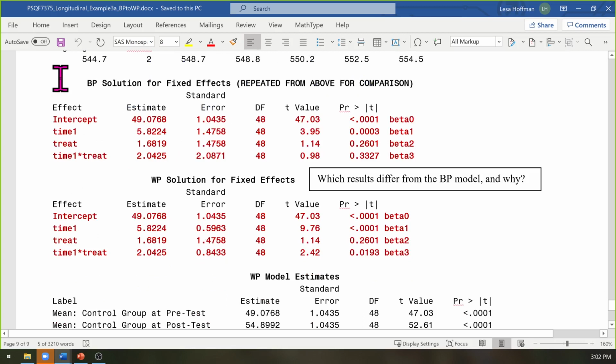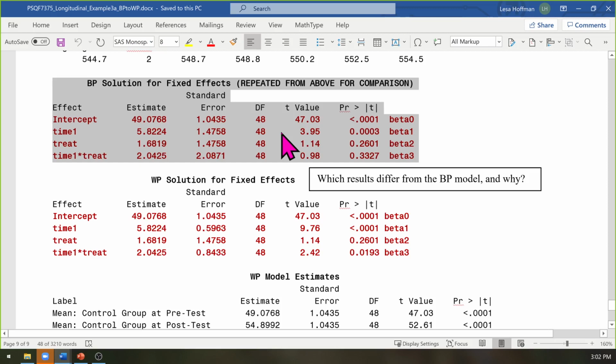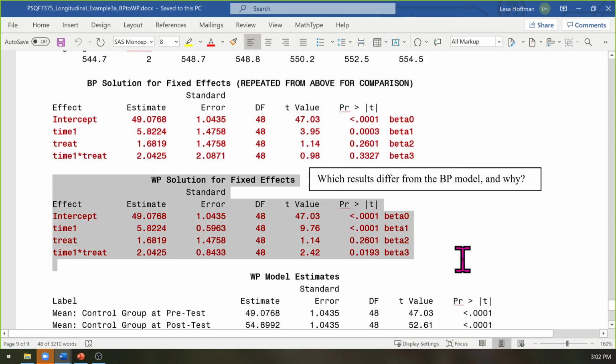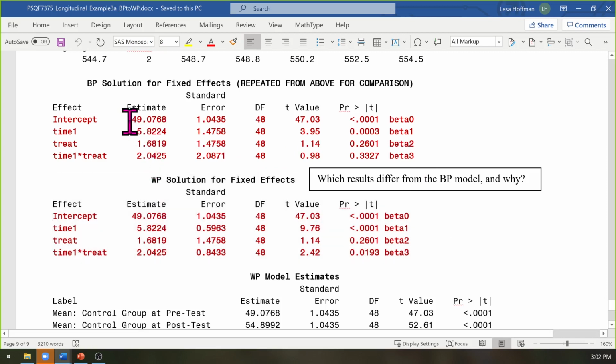And so I have the two solutions for fixed effects next to each other. The one that's highlighted is the one from before. The one that is down here is the one that we just got with the correct intraclass correlation included. So I want you to take a moment and stare at these numbers. Estimates, same or different? Do a thumbs up for same, thumbs down for different. Same. Is that surprising?